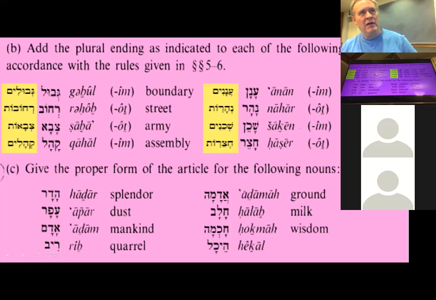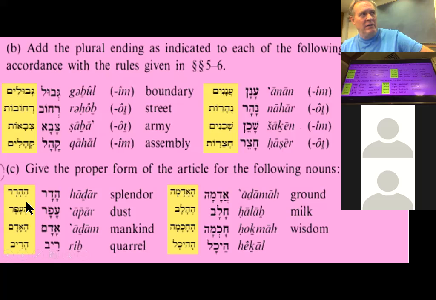Naharot, perfect. Okay, neighbor is shakhen, and so the plural is going to be with im, shakhenim, perfect. Okay, chatzer is courtyard, so the plural is chatzerot, perfect. Okay, these are adding the article. With the following nouns, if you're putting the proper form of an article, the, in front, it's the ha. Sometimes it adds the ah sound, like over here, and sometimes it adds the segol.